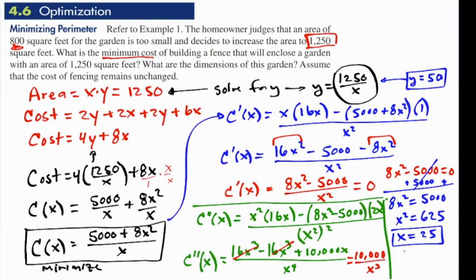And if we put 25 into the denominator, since it is positive, 25 cubed will be positive, and a positive divided by a positive is positive, and that tells us the graph is concave up at x equals 25. And if it's concave up, that means that this critical point represents a min.